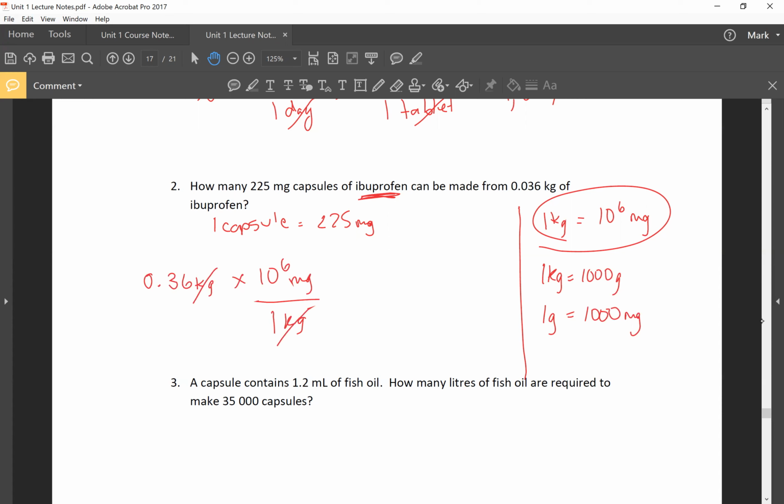The next thing I'm going to write down is that I know I have in 1 capsule 225 milligrams, which will then cancel. And my answer for this will end up being 160 capsules. Okay, so you can do this on your calculators. 0.36 times 10 to the 6. Again, you could just move the decimal. Oh, sorry, when I say move the decimal, you're actually moving it this way. And then dividing it by 225. Whatever you guys want to do to get kilograms into milligrams is fine by me. No problem.